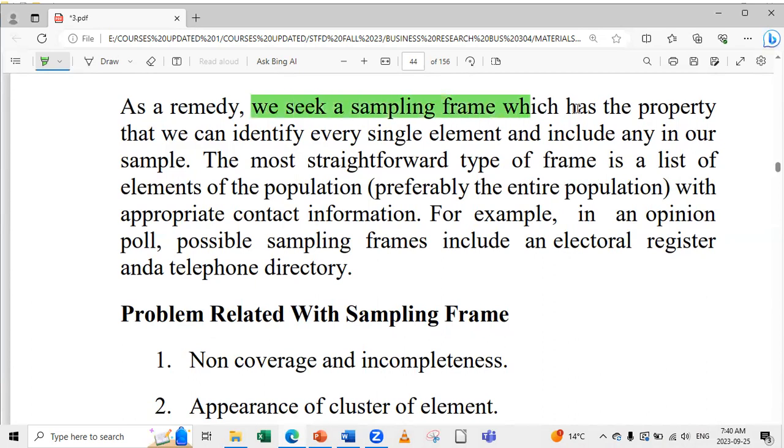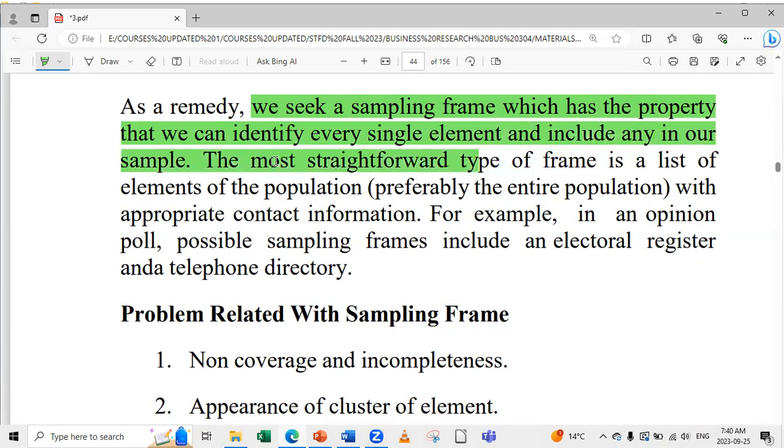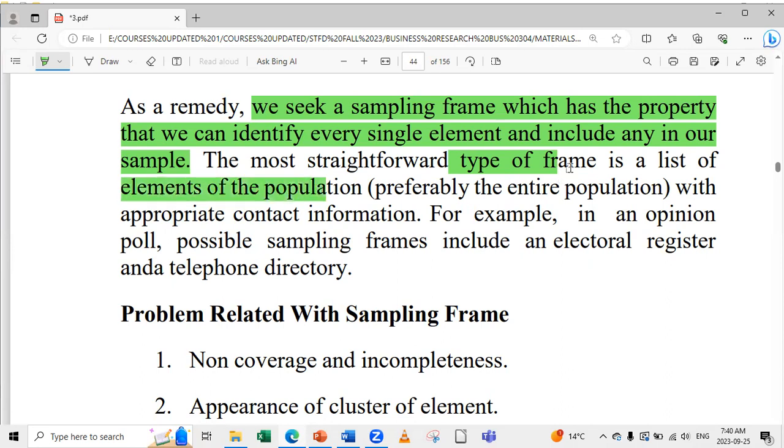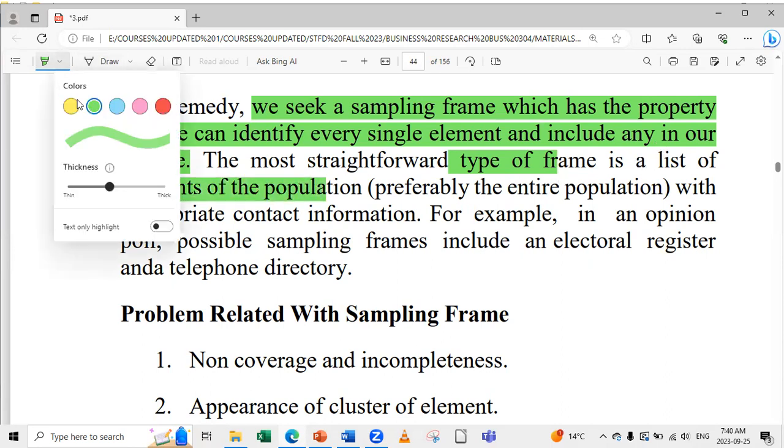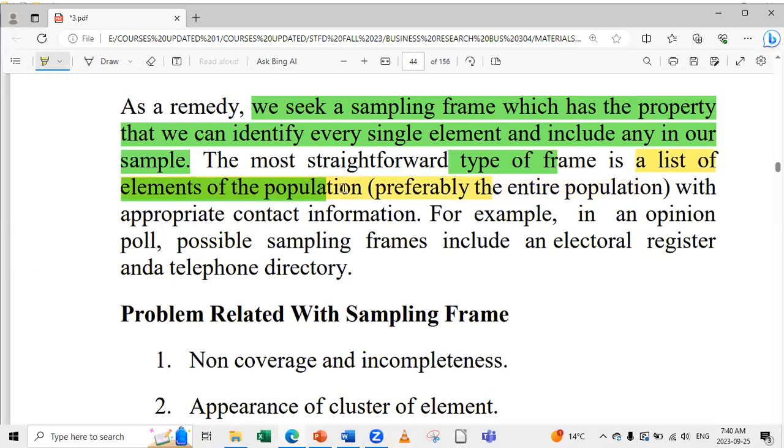We usually seek a sampling frame which has the property that we can identify every single element and include any in our sample. The most straightforward type of frame is a list. Like I told you at the start, if we want a population frame, we have to take a list of elements of the population. Please notice this sentence; I will make it in a different color so that it will be clear. A list of elements of all the population.